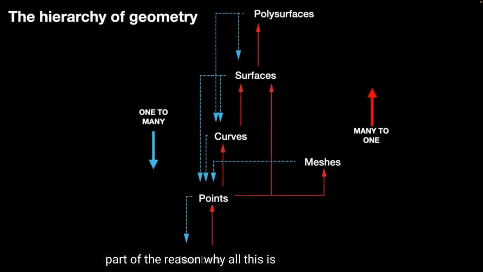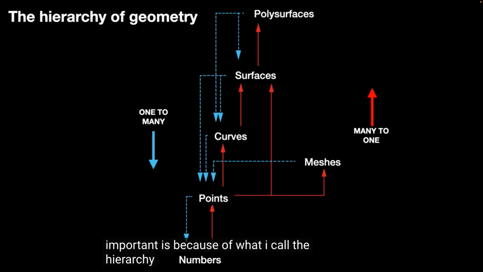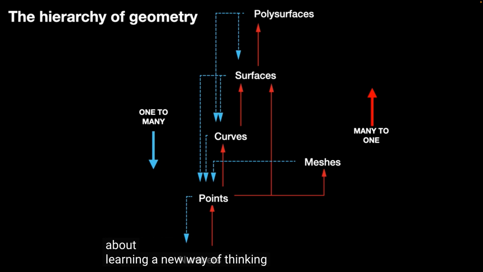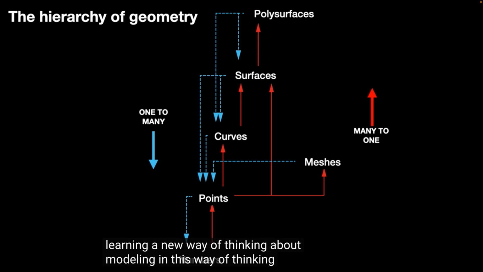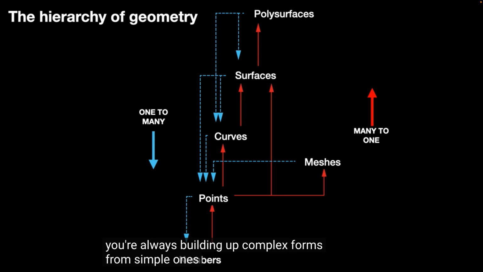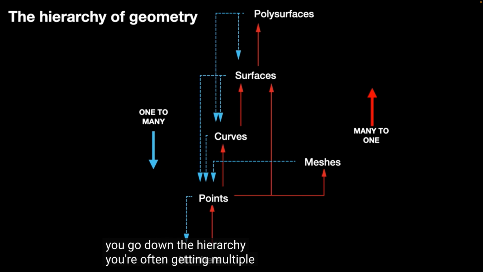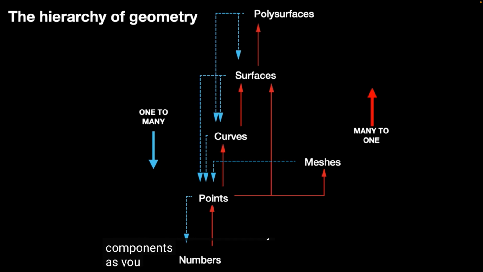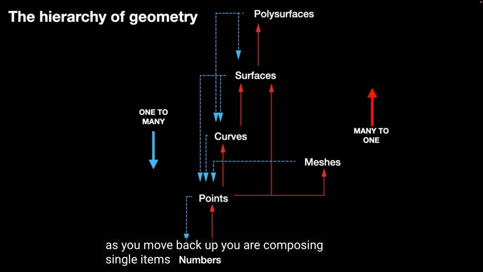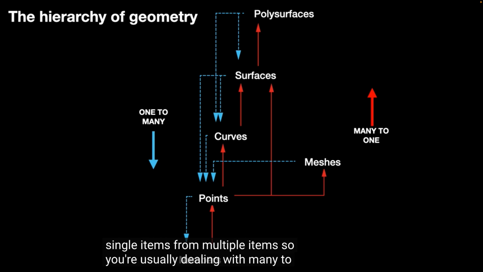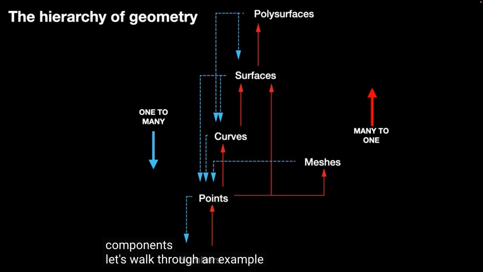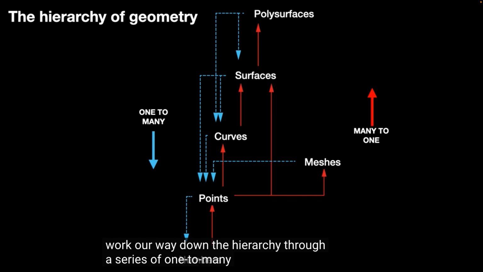Part of the reason why all this is important is because of what I call the hierarchy of geometry. In general, mastery of Grasshopper is all about learning a new way of thinking about modeling. In this way of thinking, you're always building up complex forms from simple ones, or deconstructing complex systems in order to operate on them in a more simple form. As you go down the hierarchy, you're often getting multiple items for every input item. So these are often one-to-many components. As you move back up, you are composing single items from multiple items. So you're usually dealing with many-to-one components. Let's walk through an example where we work our way down the hierarchy through a series of one-to-many components.